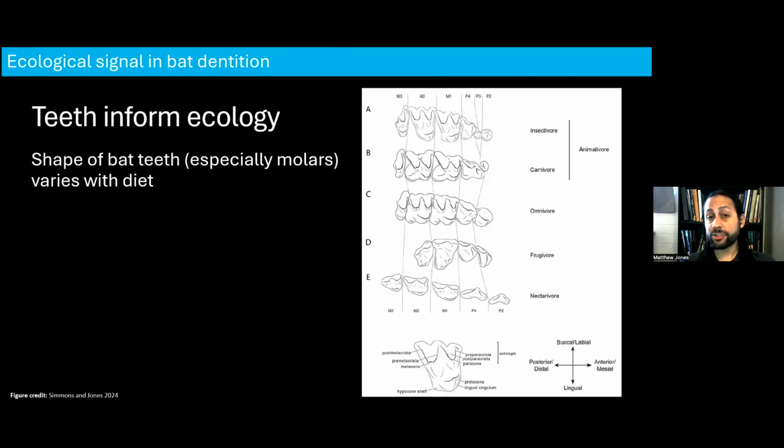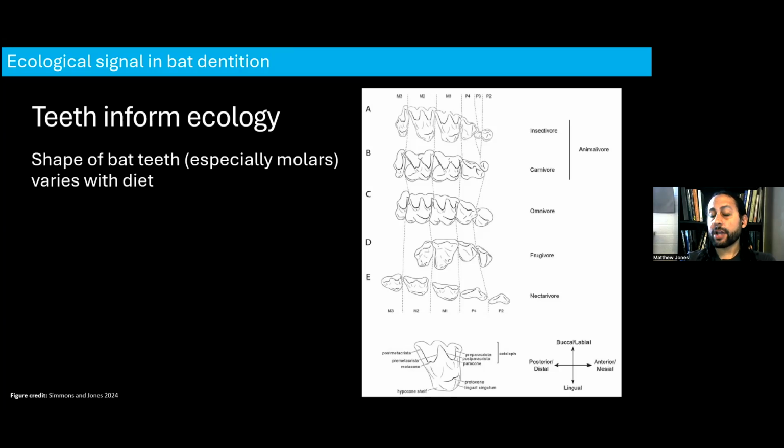But we can also start to understand what these bats were doing. What were they eating? On the right, you see a bunch of drawings of living bat dentition, divided up by bats that we know are primarily eating insects versus primarily eating vertebrates, things that eat both plant and animal matter, or frugivores or nectarivores. And you see changes in the shape and the size and the number of teeth.